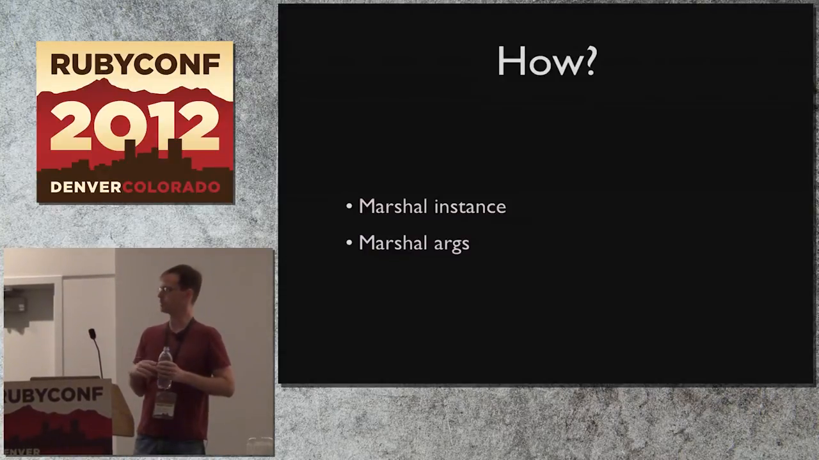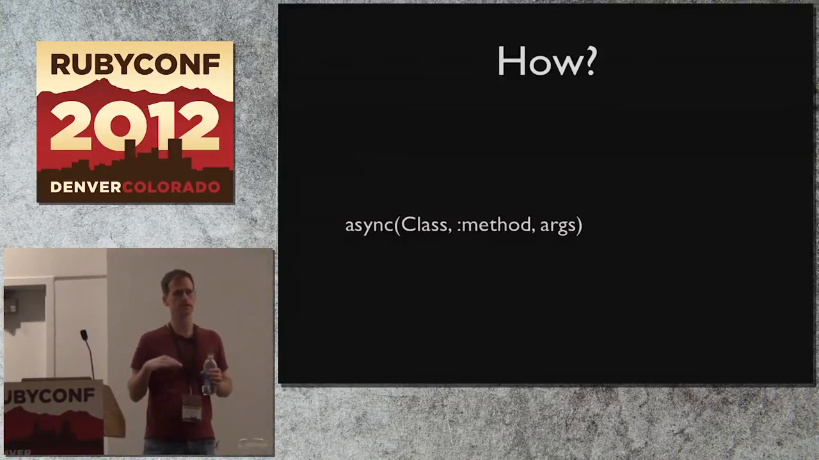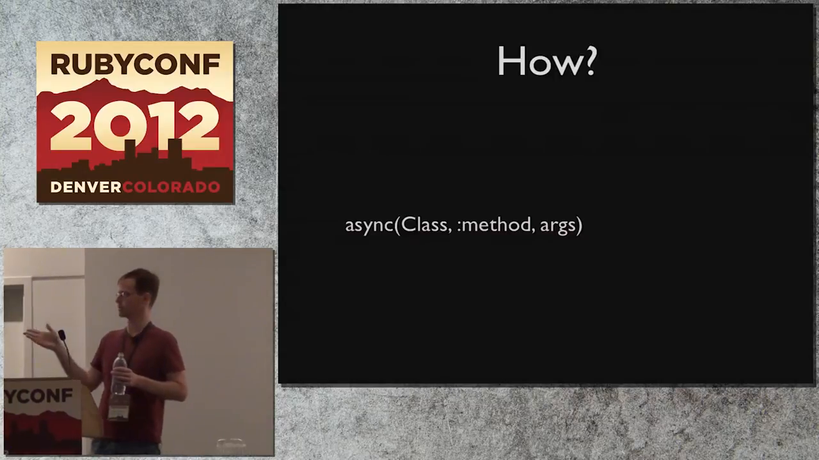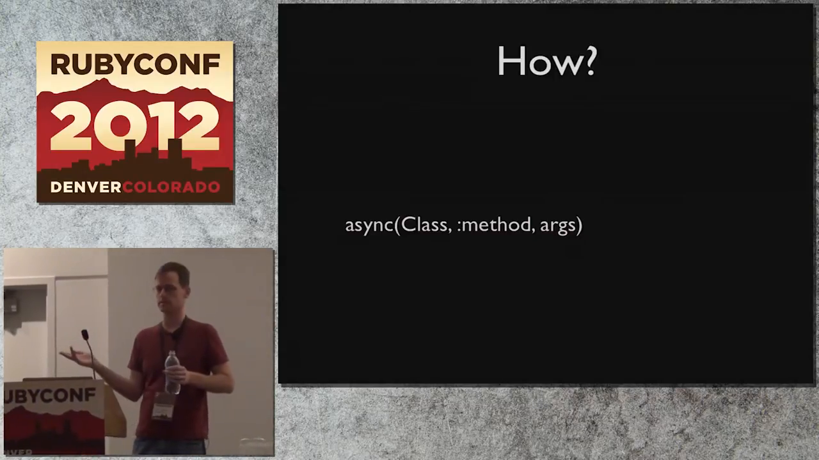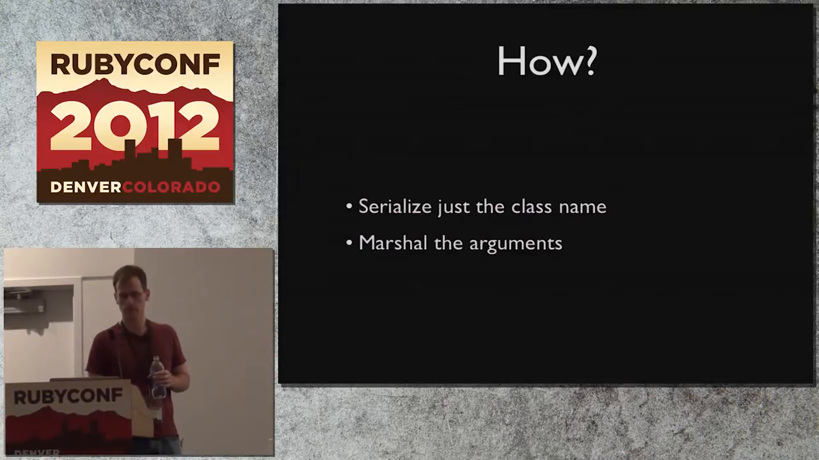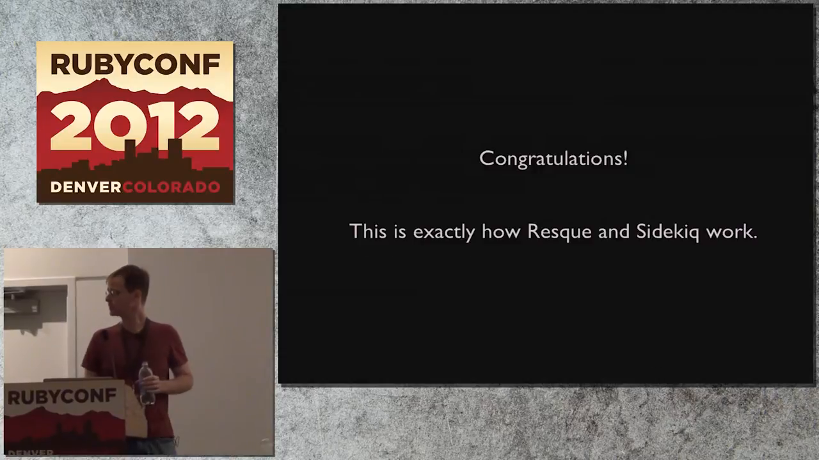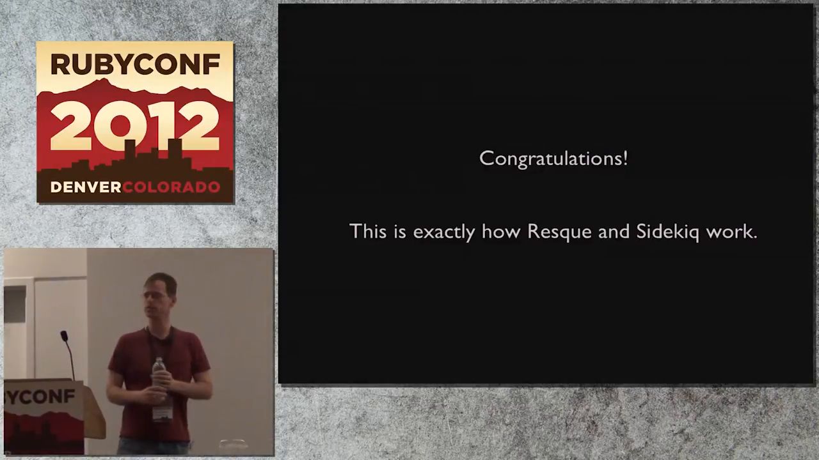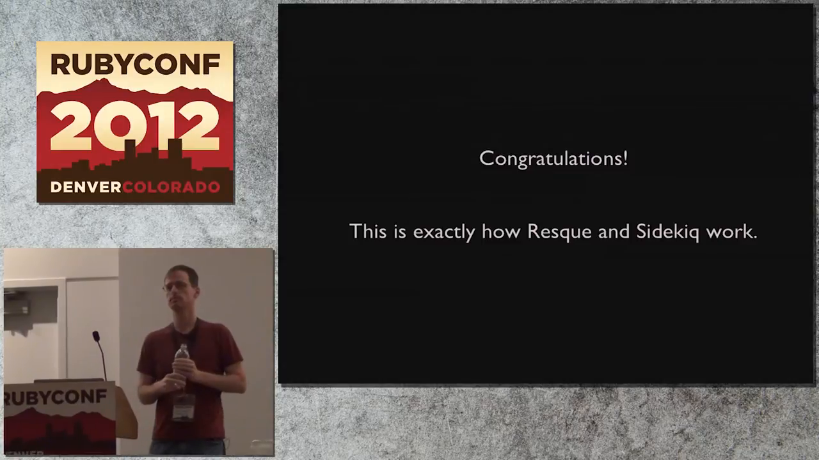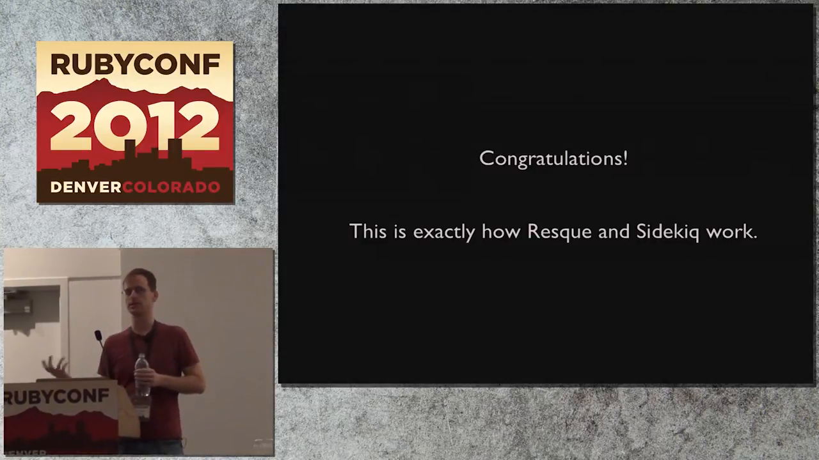Is there some way we can simplify this a bit more? Well, yeah, there is. We could do class methods instead. That takes away the instance. So now we're just calling a method on a class and passing in some simple arguments. That solves half of the problem. Now we only need to worry about marshaling the arguments. So, congratulations, we've just derived how Resque and Sidekiq work. You are essentially calling class methods in a separate process and passing it arguments.